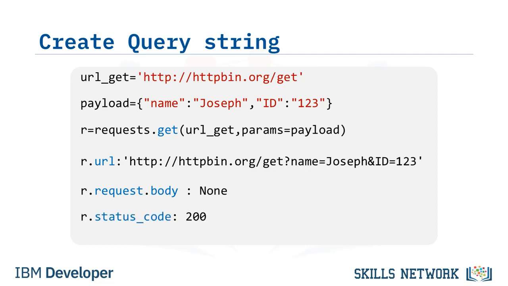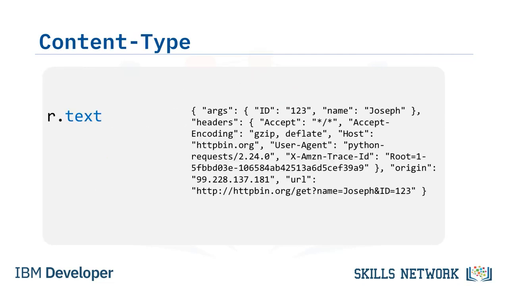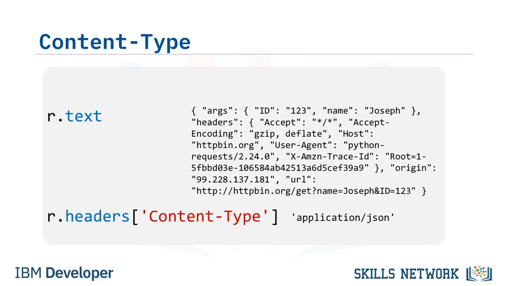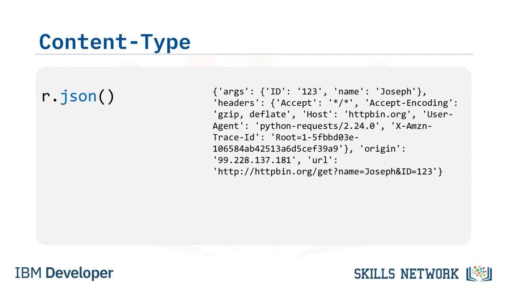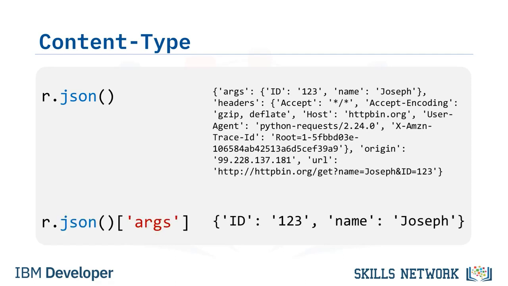We can print out the status code. We can view the response as text, and we can look at the key content-type to look at the content type. As the content type is JSON, we format it using the method json. It returns a Python dict. The key args has the names and values for the query string.